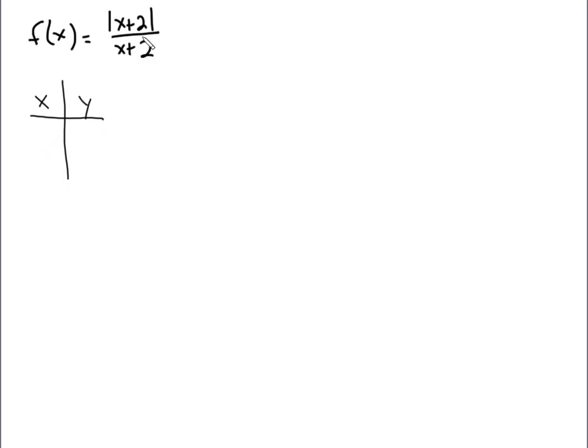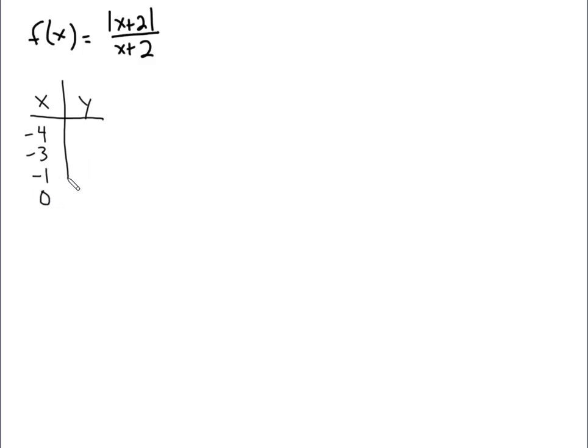So the problem value here is, I think, fairly clearly going to be at x equals -2. If you plug in -2, you're going to get 0 over 0, and that's undefined. So let's plug in values that are around -2. Let's go -4 and -3, and then let's put in values that are slightly bigger than -2. So we'll go -1 and 0.